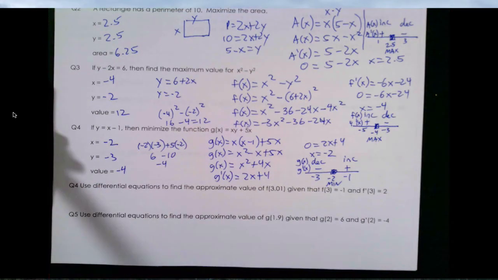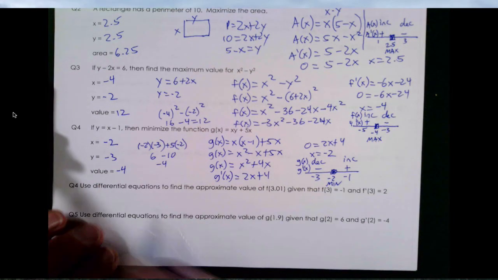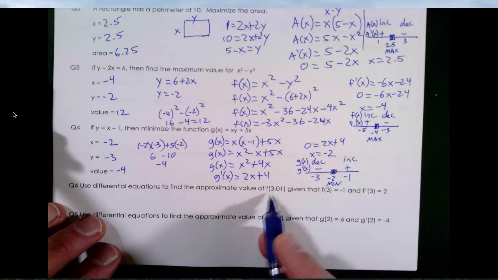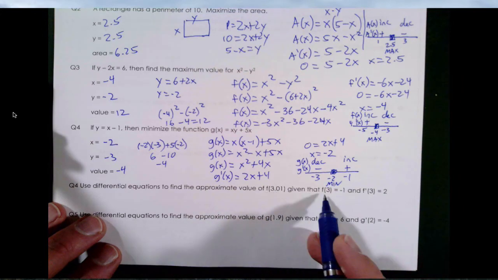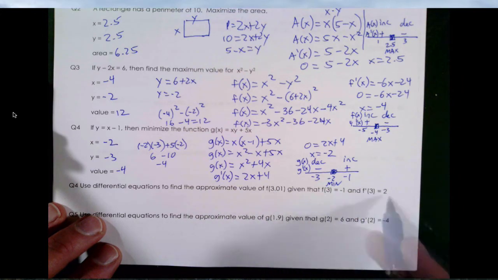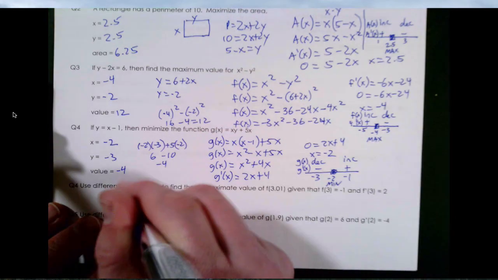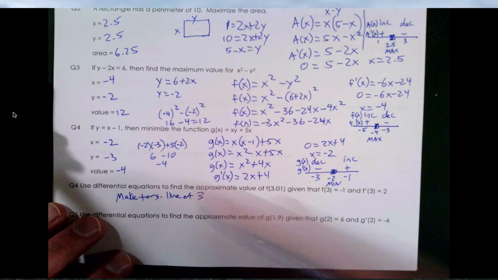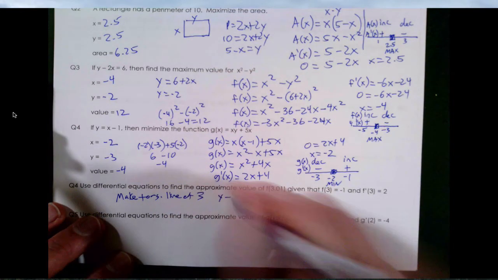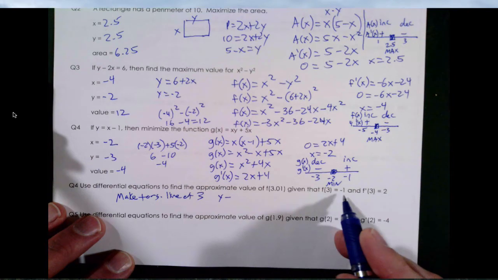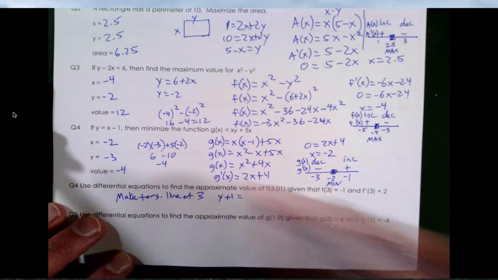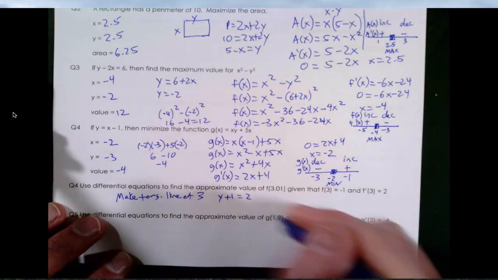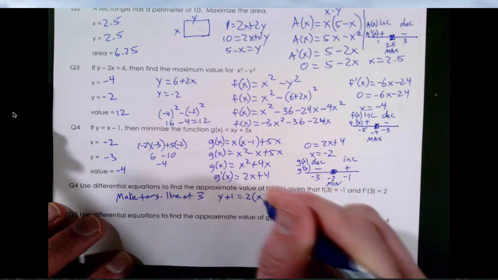Got it. Okay, next, use differential equations, which means we're going to use a tangent line, to find the approximate value of f of 3.01 given that f of 3 equals -1 and f prime of 3 equals 3. So make the tangent line at 3. y minus y. Again, here's my y value, -1. And then I have my slope, f prime of 3, which is the derivative, tells me my slope. And I have x minus the x value of 3.